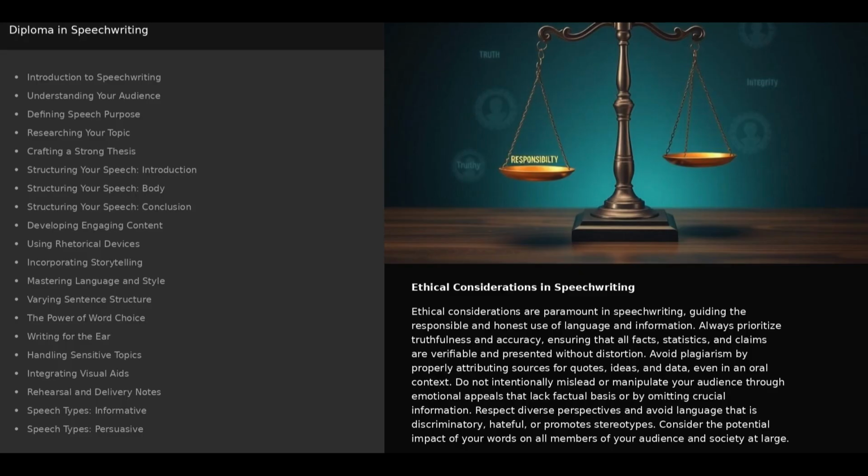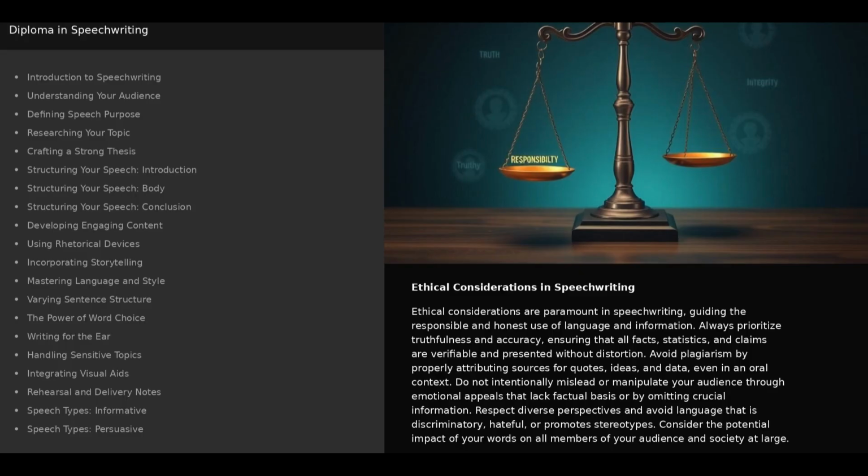Do not intentionally mislead or manipulate your audience through emotional appeals that lack factual basis or by omitting crucial information. Respect diverse perspectives and avoid language that is discriminatory, hateful, or promotes stereotypes. Consider the potential impact of your words on all members of your audience and society at large. Uphold the principles of fairness, integrity, and transparency in all your communications.